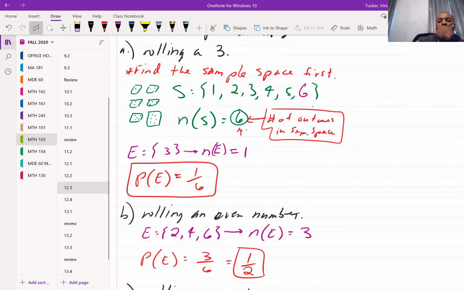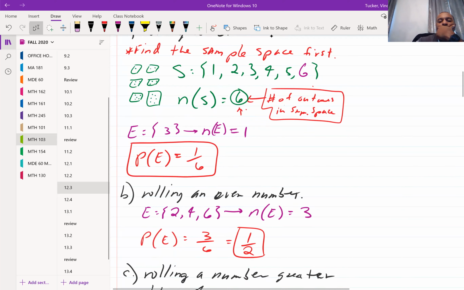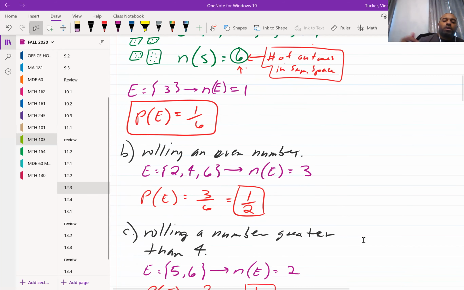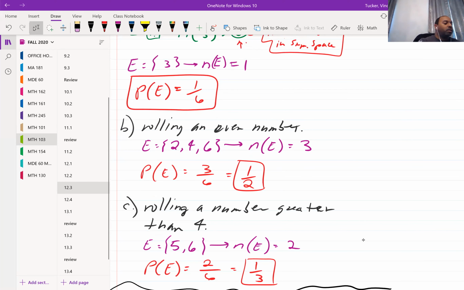Any problems? And then C, rolling a number greater than 4. So numbers greater than 4 within that sample space, just 5 and 6. So we have 2 numbers that fit that criteria. Place the 2 over 6, and that'll be 1/3, or a 1 out of 3 chance of getting a number that's greater than 4.